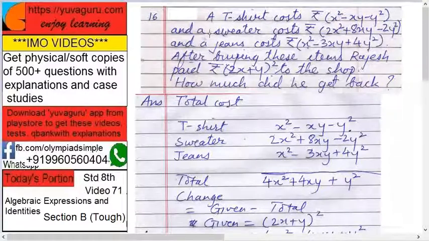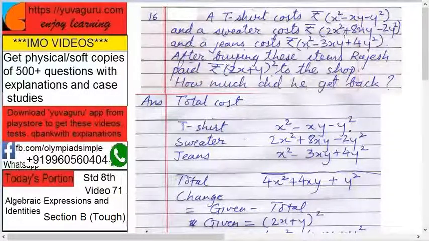Let's start. A t-shirt costs rupees x square minus xy minus y square and a sweater costs rupees 2x square plus 8xy minus 2y square and a jeans costs rupees x square minus 3xy plus y square. After buying these items, Rajesh paid rupees (2x plus y) the whole square to the shop. How much will he get back?